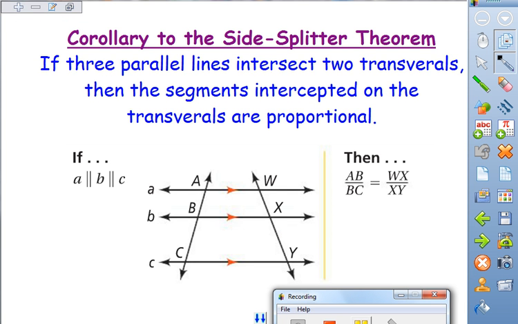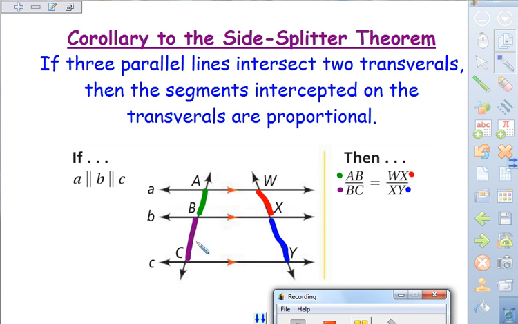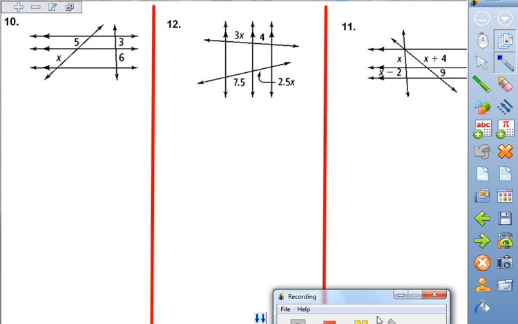The corollary to the side splitter theorem. If 3 parallel lines intersect 2 transversals, then the segments intercepted on the transversals are proportionate. So notice in our picture, these 3 lines are parallel, and they cut this transversal and this transversal. So then we get some proportions. And you can see by my color coding, we get green over purple equals red over blue. So this is a corollary. That means it is a theorem that follows from the side splitter theorem. So let's practice using this corollary.